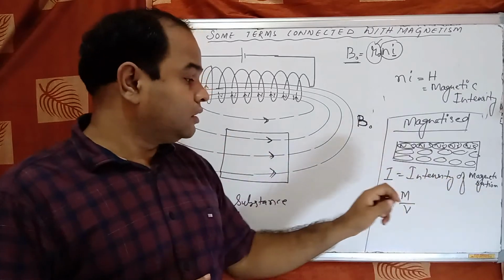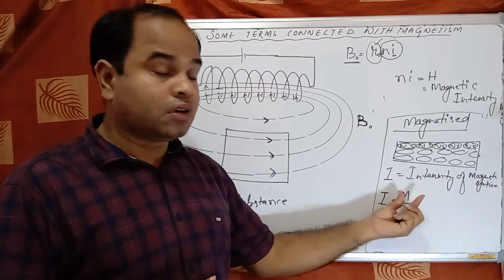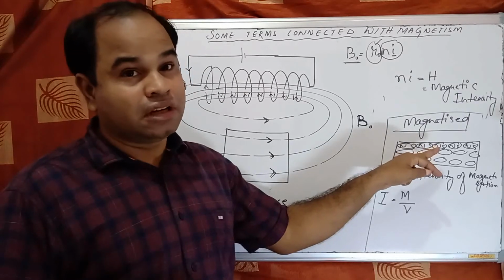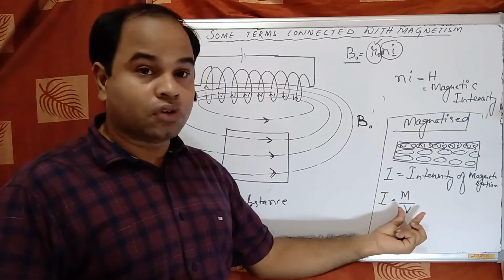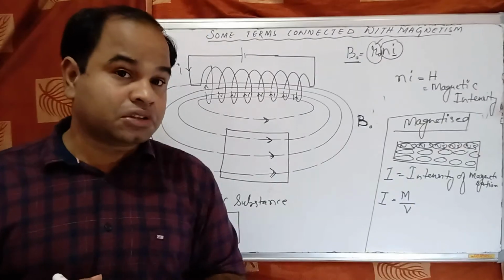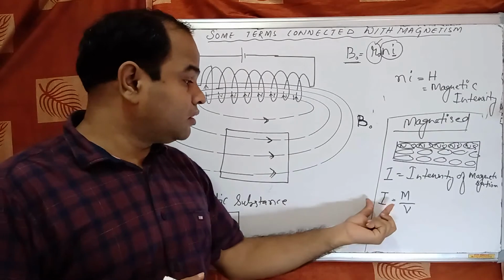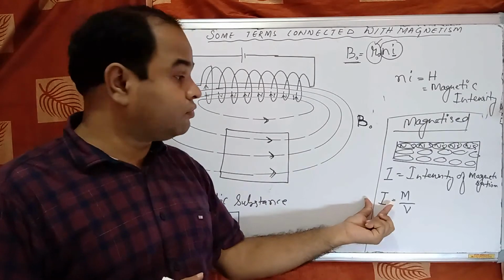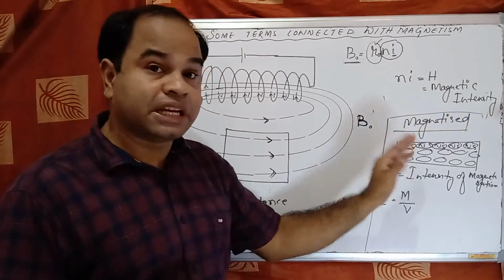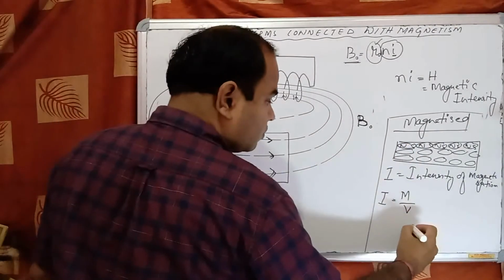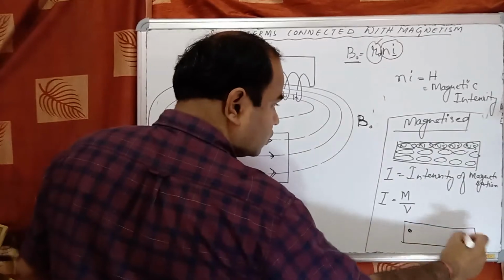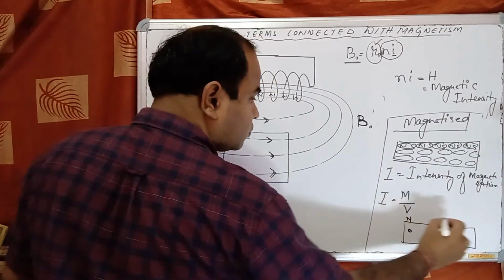So I is called intensity of magnetization, that is the number of dipoles aligned in a particular direction in a given volume. The more dipoles aligned in a particular direction in a given volume, the more the intensity of magnetization. So when the magnetic substance is magnetized, it will have its own poles, that is north pole and south pole.